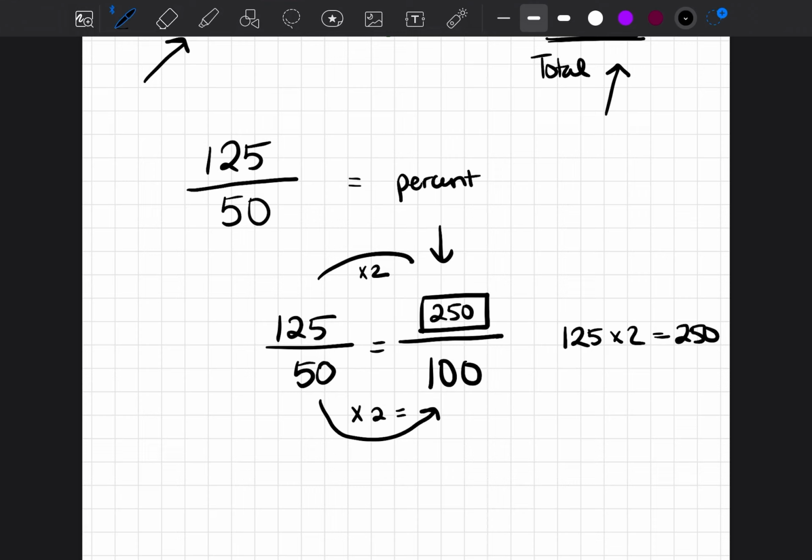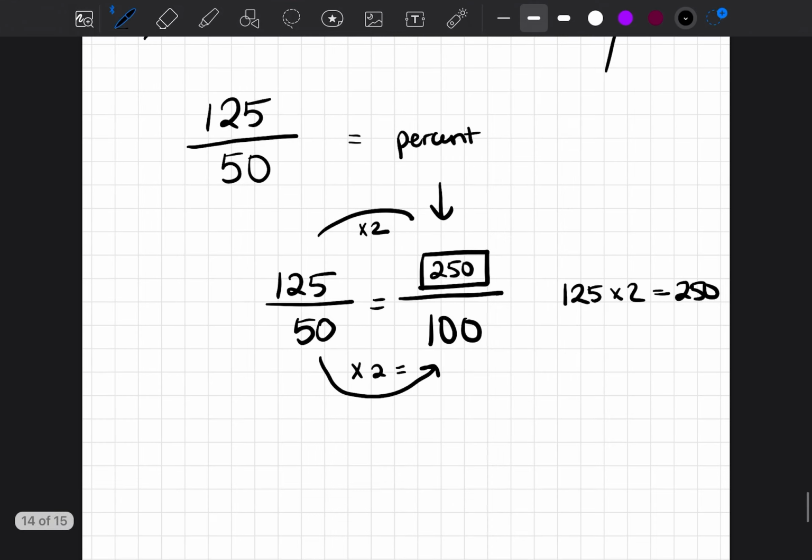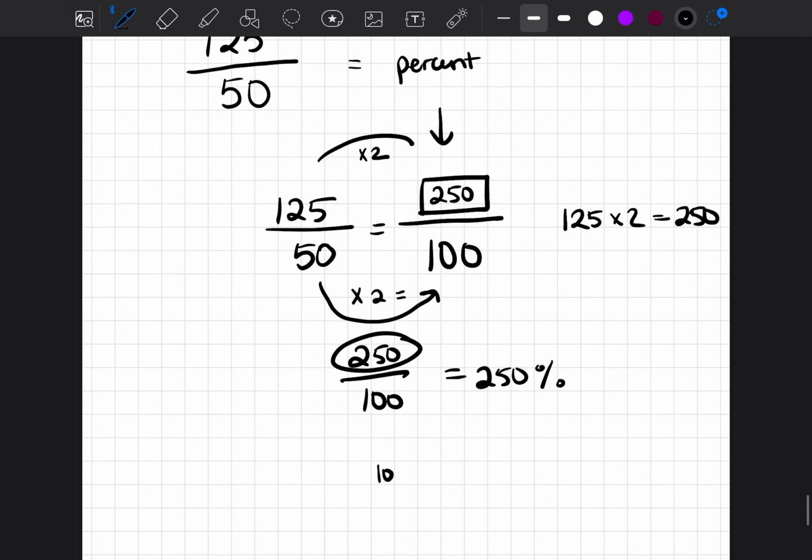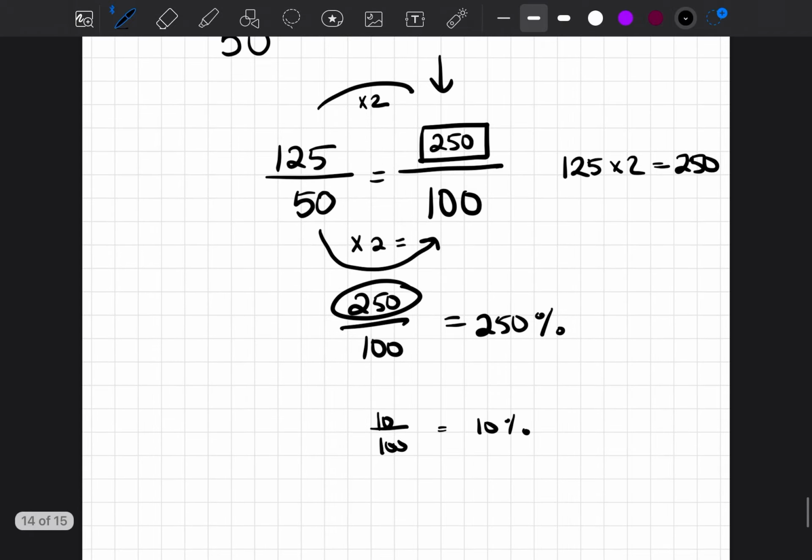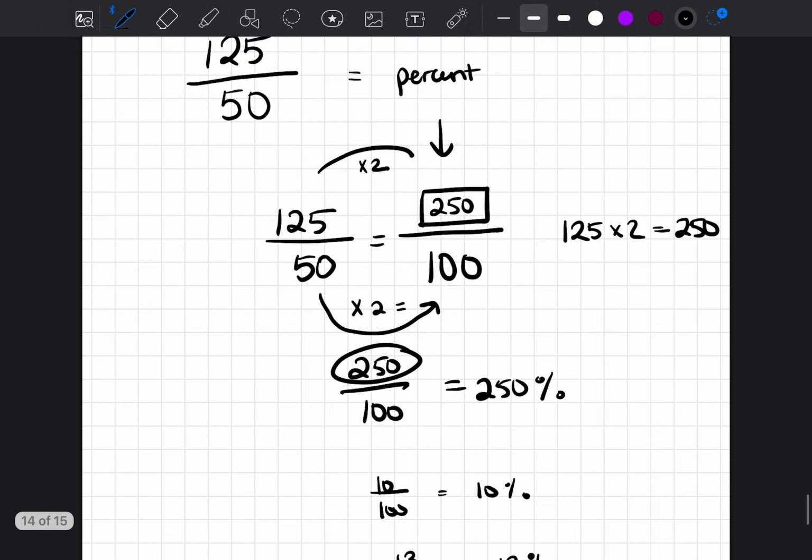But how do I write this as a percentage? Well, anything over 100 can literally just be written as a top number with a percent sign. So if we had 10 over 100, it can be written as 10%. And if we have 13 over 100, it can be written as 13%. So because we had 250 over 100, it's 250%, which would be our answer.